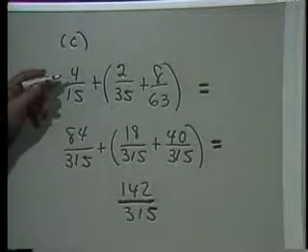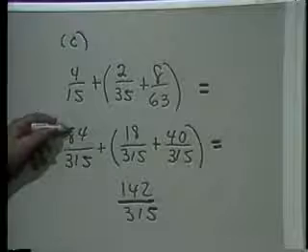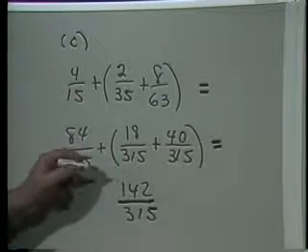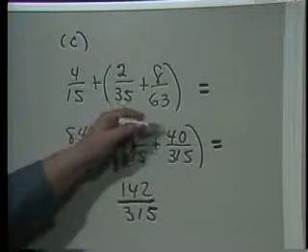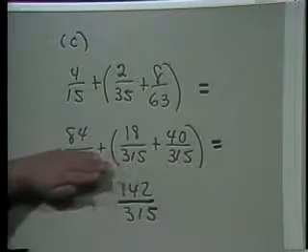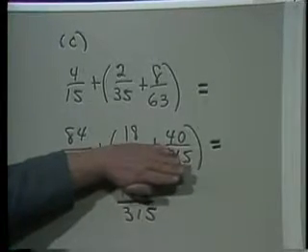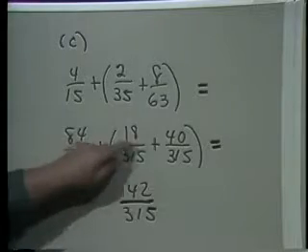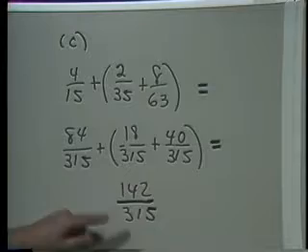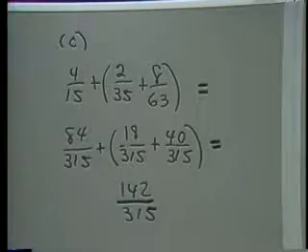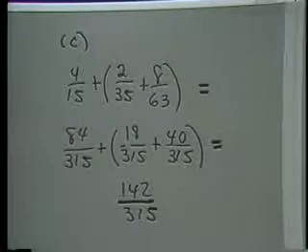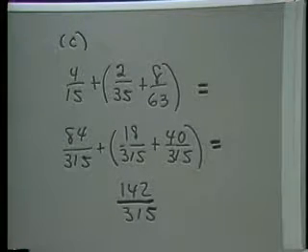In part B, I found out that 4/15 was the same as 84 over 315, 2/35 was the same as 18 over 315, and 8/63 was the same as 40 over 315. Now what do I do? I keep the common denominator. Pretend the denominator isn't there. Just work with the numerators. 18 plus 40 is 58. 58 and 84 is 142, because the answer has to come out the same as before, because the addition of whole numbers is associative, so the answer is 142 over 315.